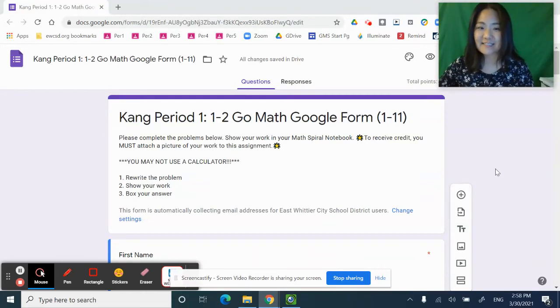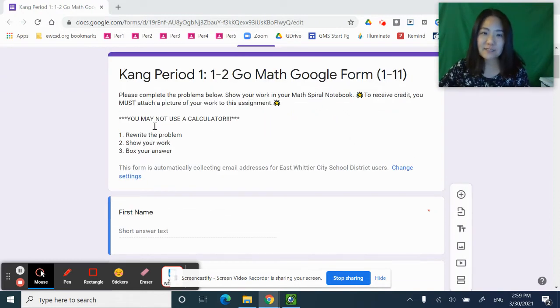All right, hi guys. So this is the homework help for 1-2 Go Math Google Form numbers 1 through 11. You may not use a calculator for this assignment. Okay, so modules 1 and 3, you're not supposed to be using a calculator. All right, so it says you may not use a calculator.